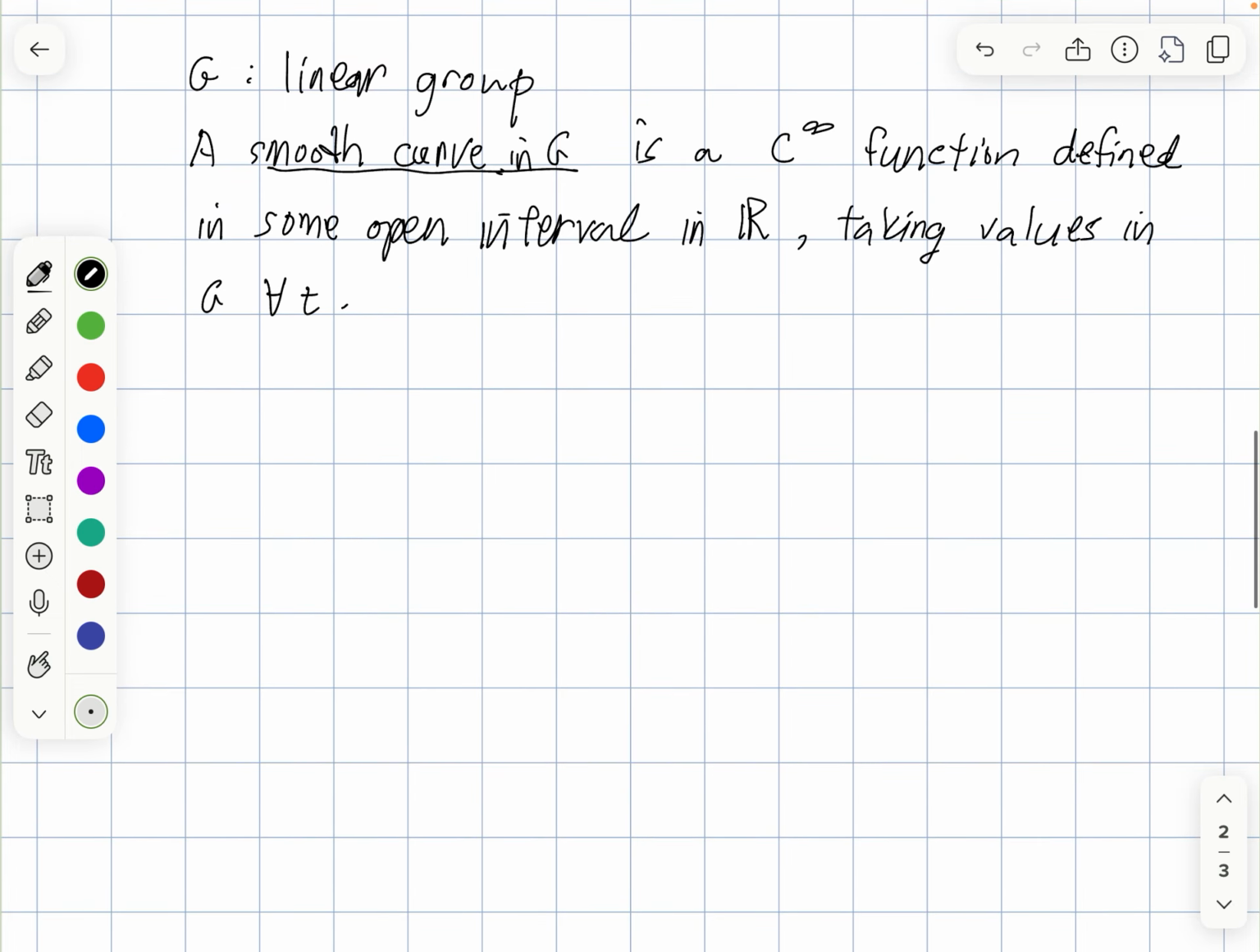So you have some open interval like this, and then you have your group G, which I don't know how you visualize this, but say something like this, and then it takes this interval into G. So the image is going to be some curve like that.